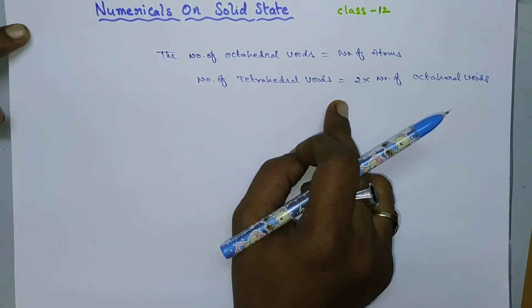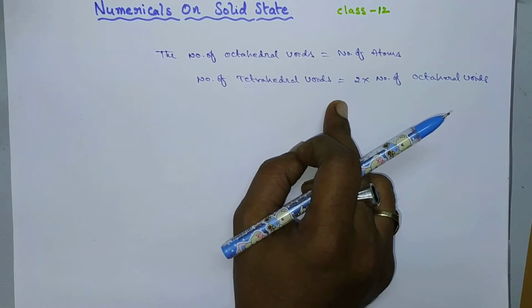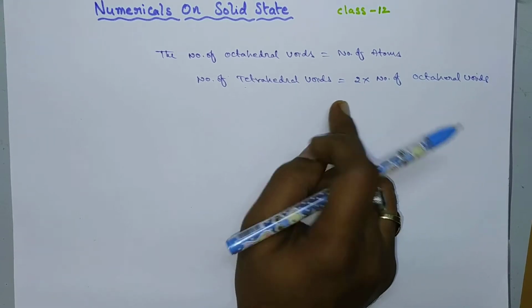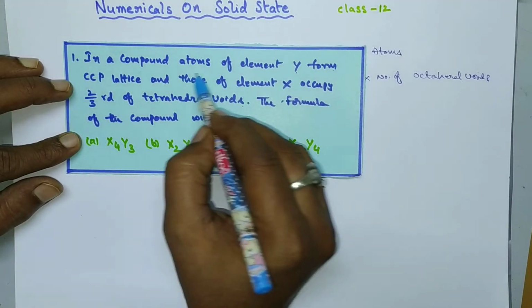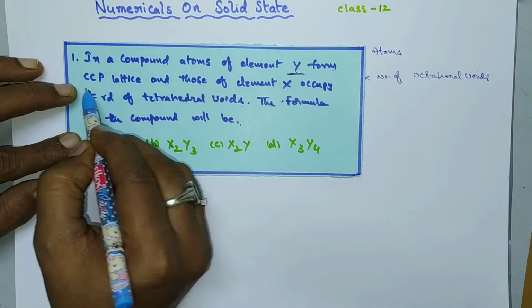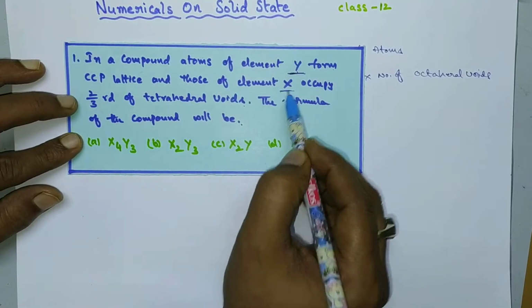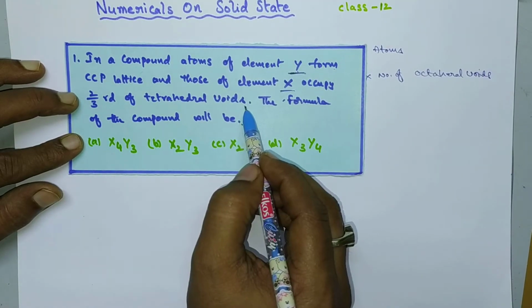You also have to remember what percentage of a lattice point belongs to that unit cell. Let us try this question. In a compound, the atoms of element Y form cubic close packing, and those of element X occupy 2/3 of the tetrahedral voids.